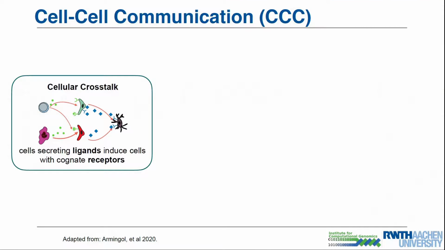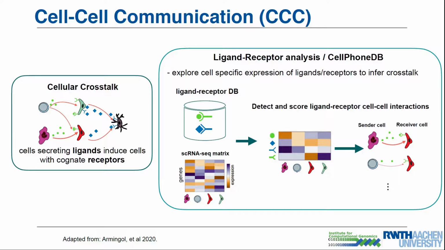One specific cellular crosstalk occurs through ligand receptors, where cells secrete ligands inducing other cells that have its cognate receptor. Here we have an illustration showing how the ligand receptor analysis is done using single-cell RNA-seq data. As an input, we have a ligand receptor database, a single-cell RNA-seq matrix, and the cell type information from the single-cell RNA-seq analysis. In this way, the method looks at the gene expression.